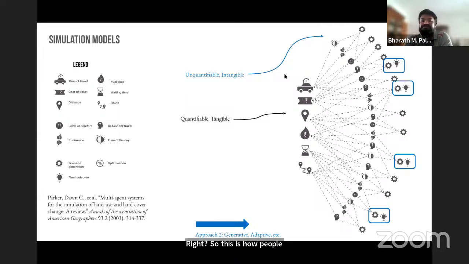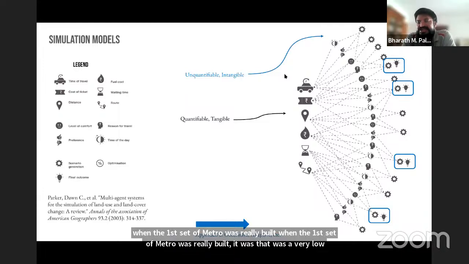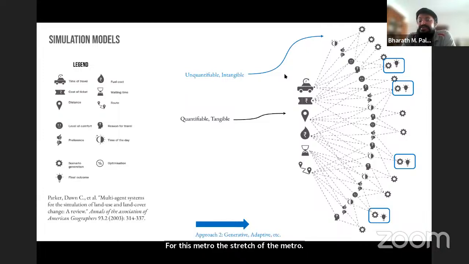Another very simple example is in the context of Bangalore, when the first set of metro was really built, there was a very low uptick for this stretch of the metro. Now, it could have been preempted fairly easily if people's preferences and biases were included in the consultation process of designing the routes, and therefore then coming up with what are the interconnected portions that are required when it comes to the metro. Simply put, it had no interconnection with buses, which were the primary mode of transport for a large portion of the city.